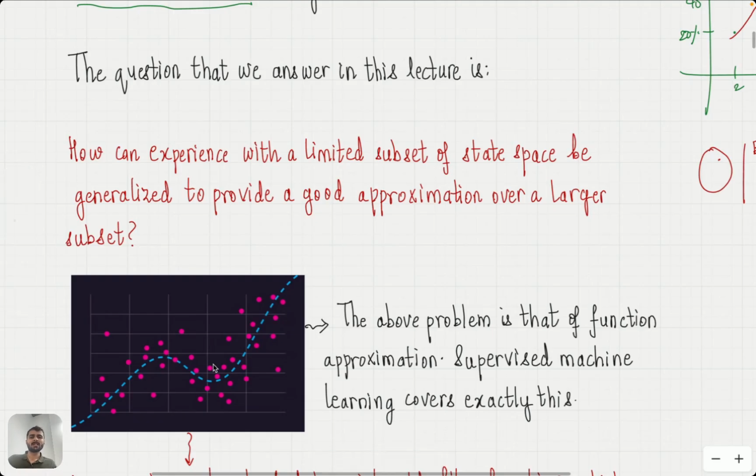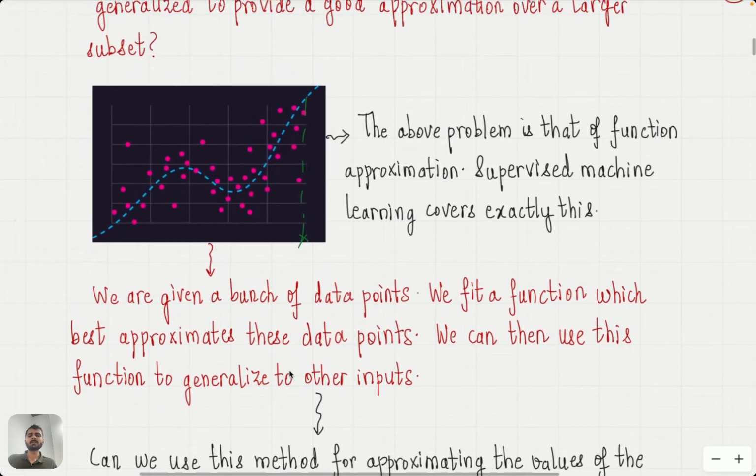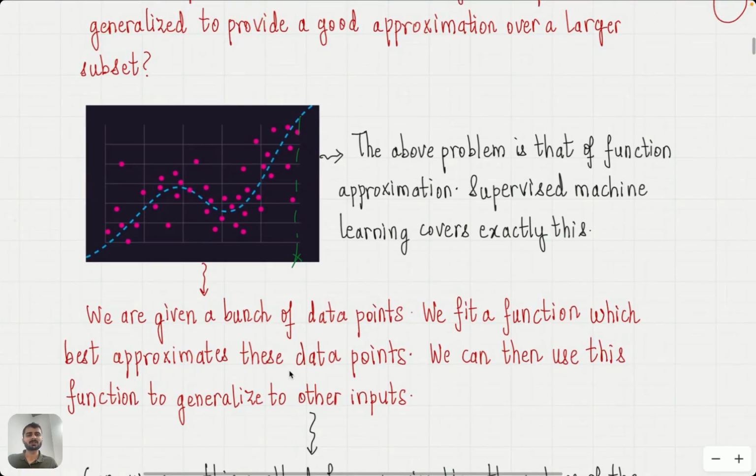and then basically you throw away these pink dots later and you just use this blue curve and you say that this is my model, this is what my model has learned, and given any input I'm able to predict what is the output for that input, even if it doesn't belong to the data which was given to me. So this is the traditional way in which function approximation is being solved.